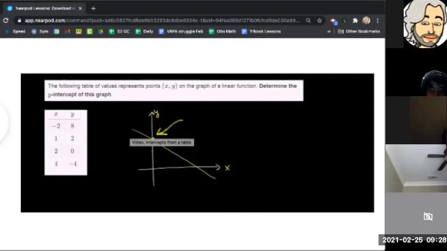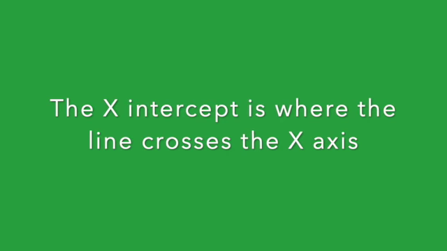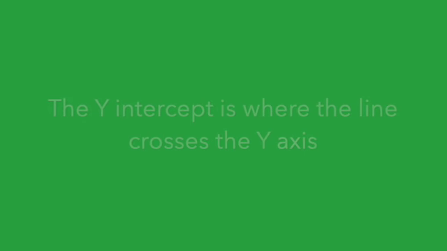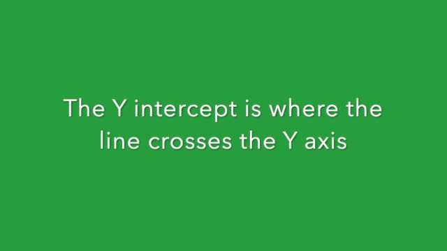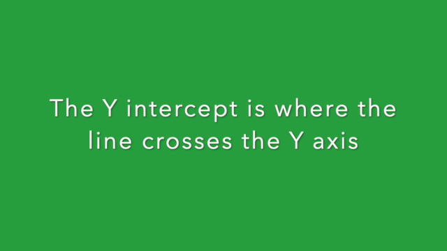Anybody know what the x-intercept is? The x-intercept should be a little easier, so let's just concentrate on that. The x-intercept is where the line crosses the x-axis. What about the y-intercept? The y-intercept is where the line crosses the y-axis. Okay. Good job. Thank you, Angels. He's got a response here.